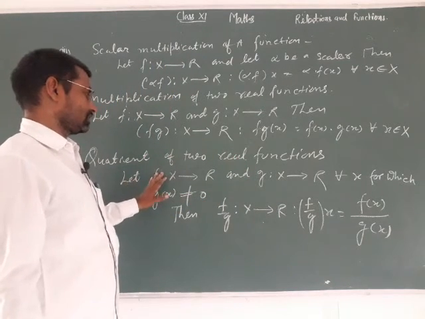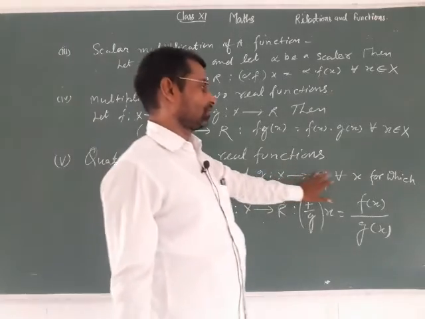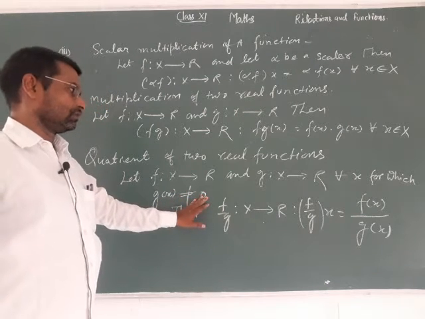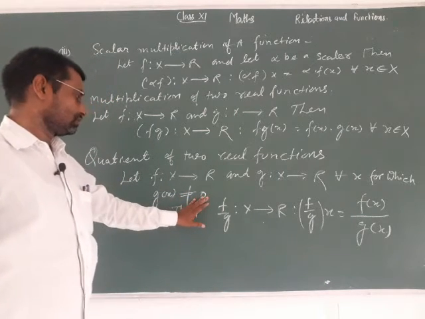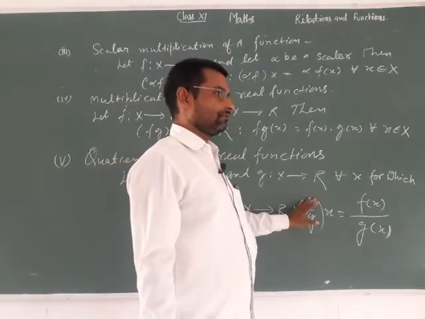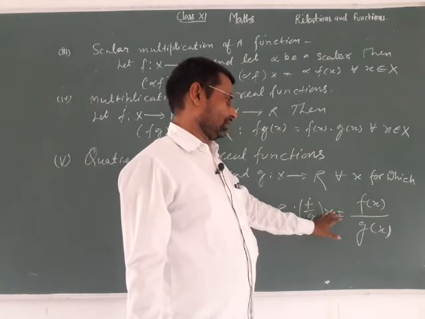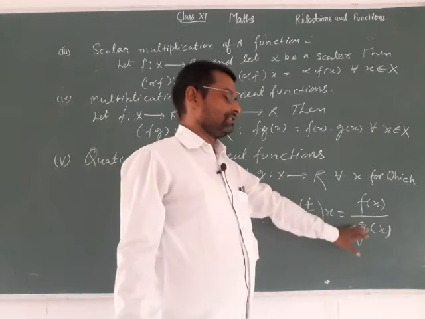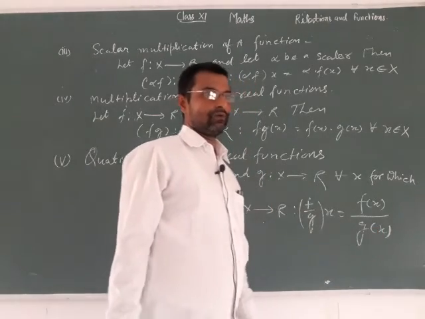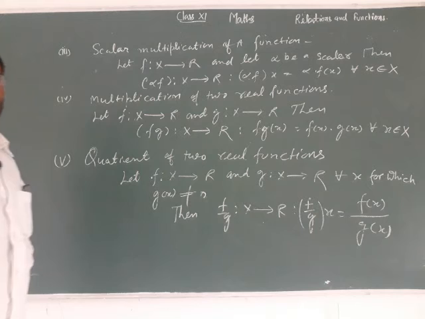And quotient of two real functions. Let f and g be from X to R, for all x for which g(x) is not equal to 0, then (f/g)(x) = f(x)/g(x), where g(x) is not equal to 0. So these are some important definitions of relation and function, learn them by heart. Thanks.